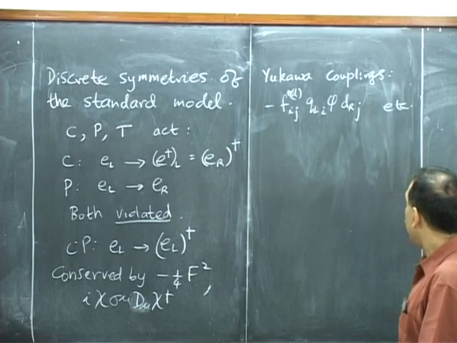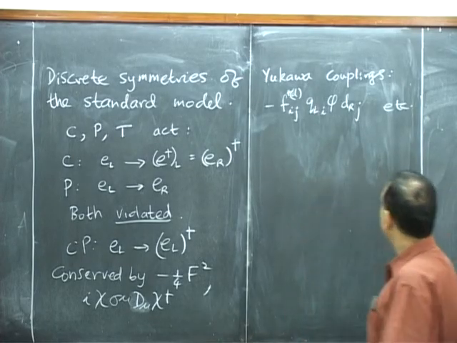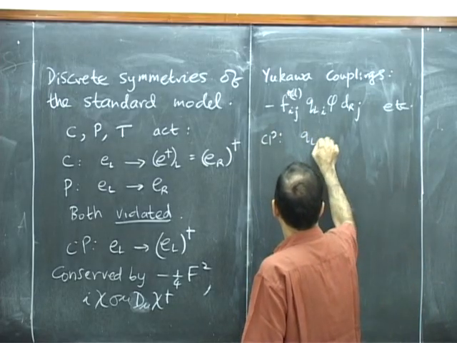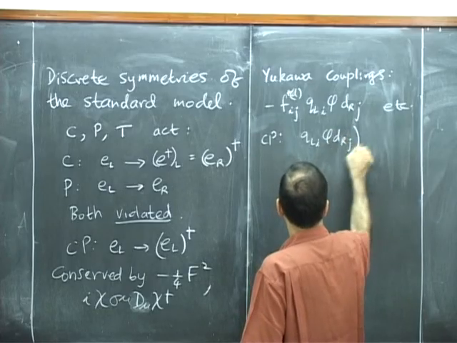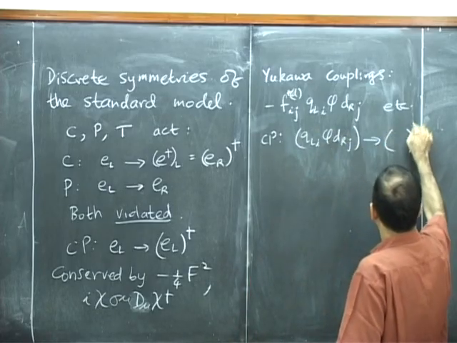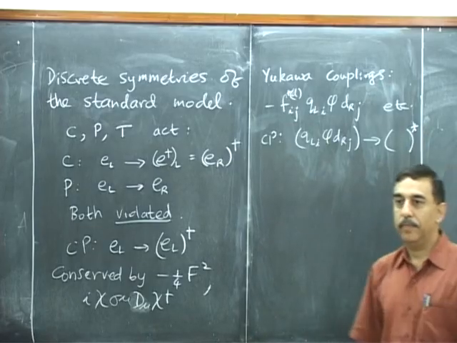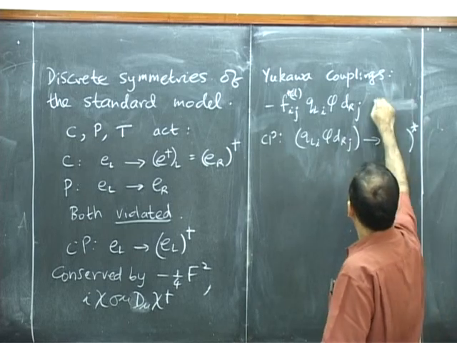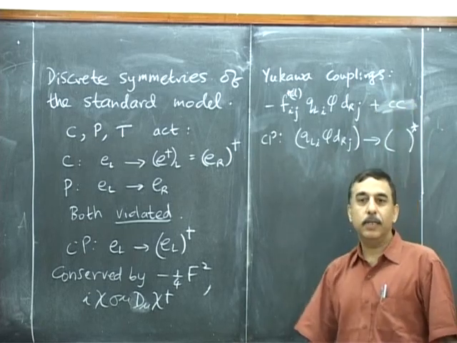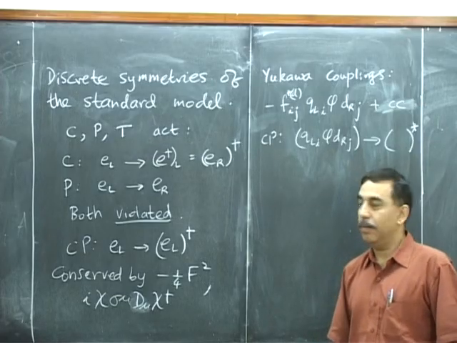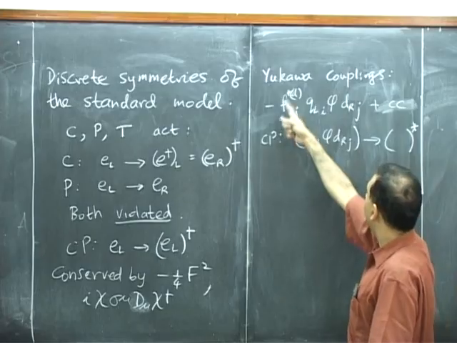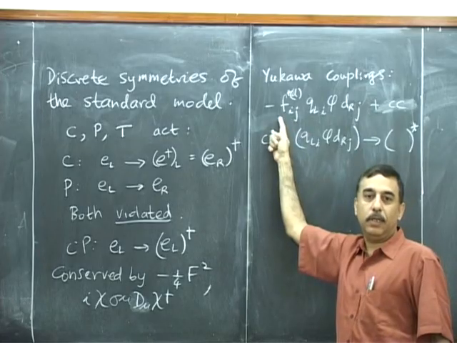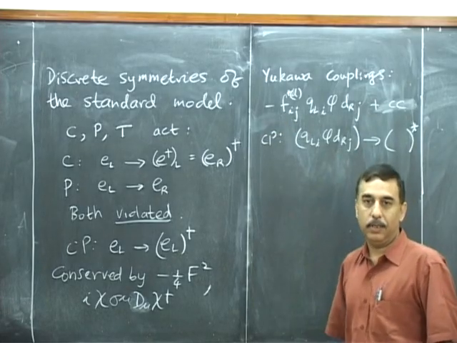Now, it's quite easy to check that CP will take the operator Q_L^I phi D_R^J to itself complex conjugate. Okay. Now, what's the actual interaction? It's really this plus its own complex conjugate because the Lagrangian has to be real. Lagrangian can't be complex. But when we complex conjugate this term, then of course we complex conjugate the operator, and this coefficient, if it's complex, will also be complex conjugated.